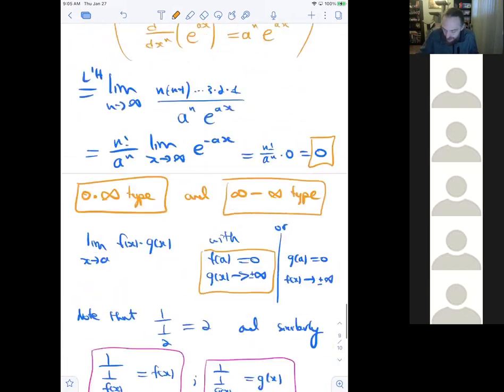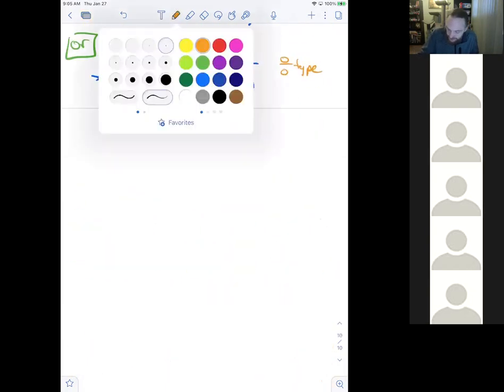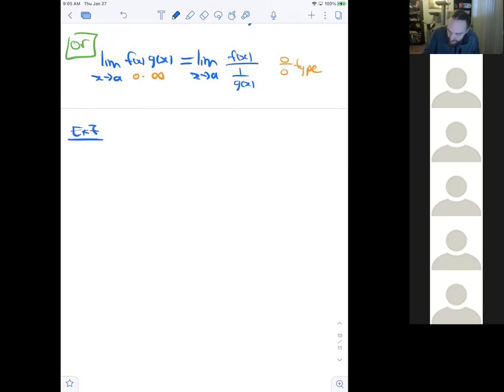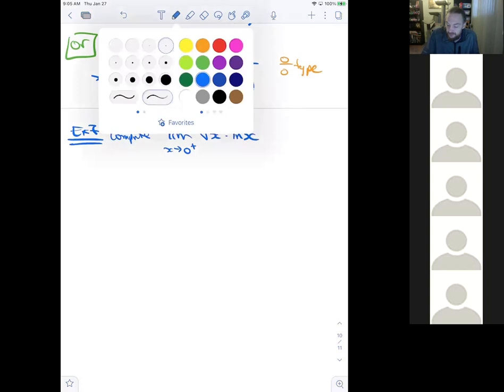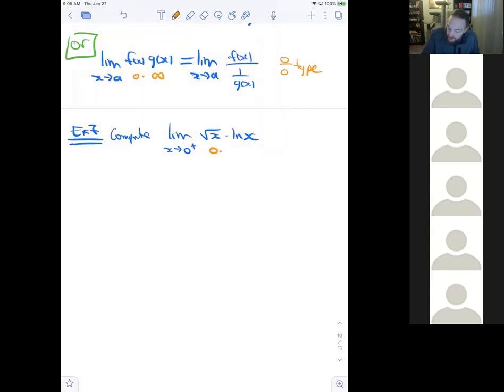Example 7, I believe. So compute the limit as x approaches 0 plus of root x times log x. This is going to 0. This is going to negative infinity. It doesn't matter whether it's positive or negative infinity, just blowing up. So this is 0 times negative infinity type.